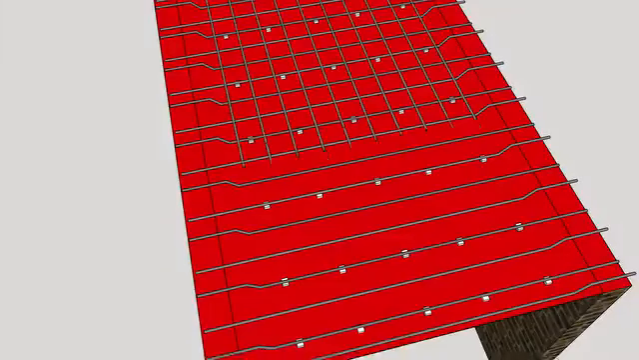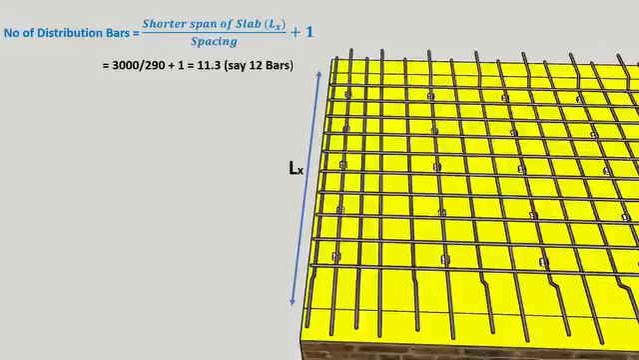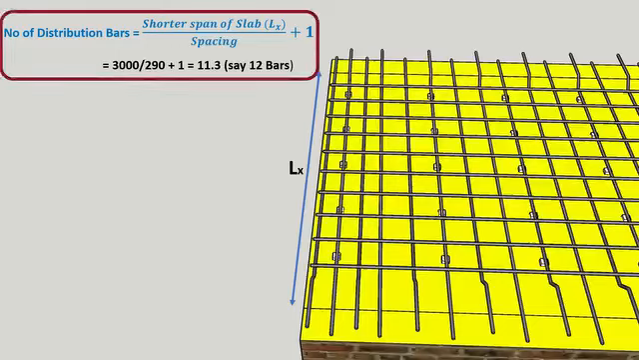Now, we need to do the calculation for distribution bars. The number of distribution bars will be equal to shorter span of slab upon spacing plus 1. Shorter span of slab is 3000 mm and the spacing of distribution bars is 290 mm. On substituting these values, number of distribution bars will be 11.3, say 12 bars.